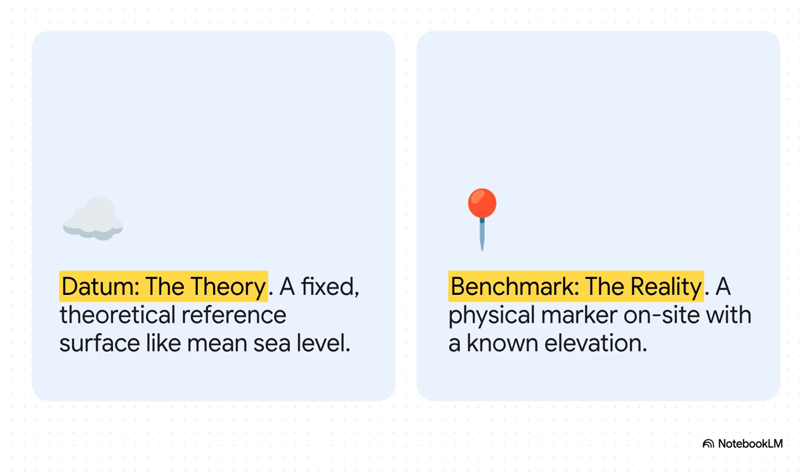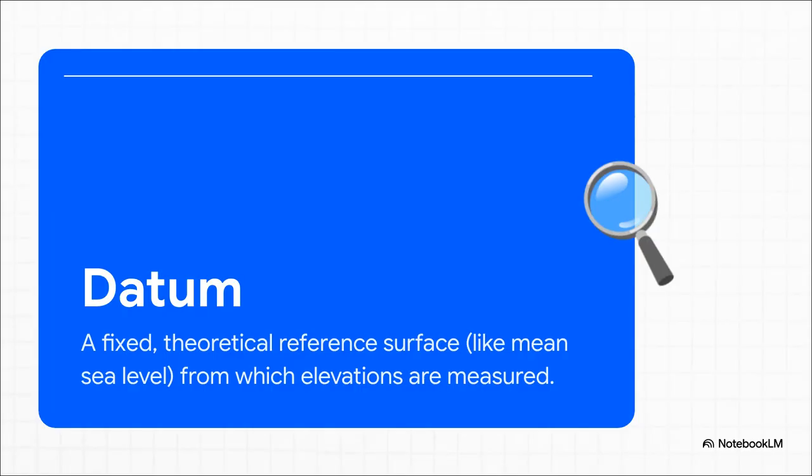That's the reality. So let's drill down on datum for a second. It's basically a universal reference plane. The classic example everyone uses is mean sea level. Think of it as the theoretical 0 point that allows everyone, on every project, anywhere, to measure elevations from the exact same starting line. It creates consistency.